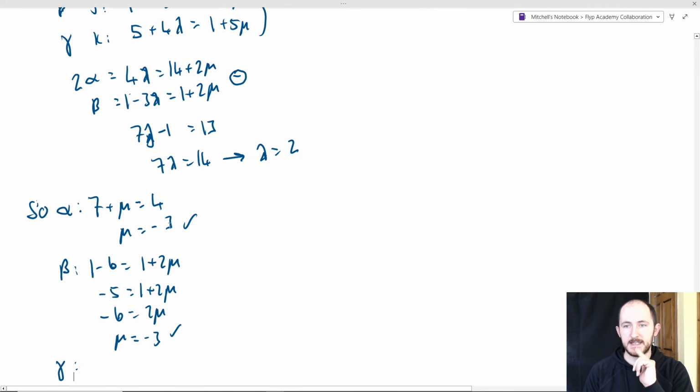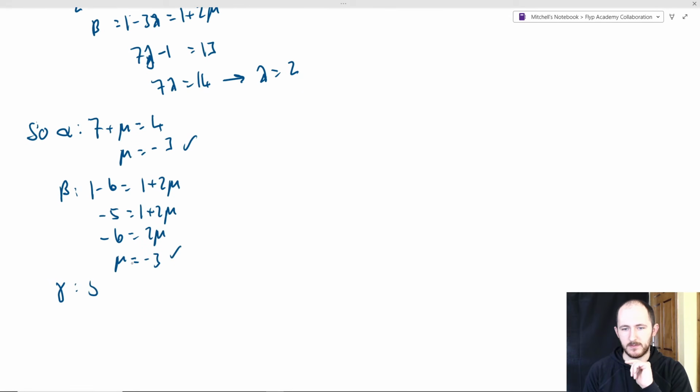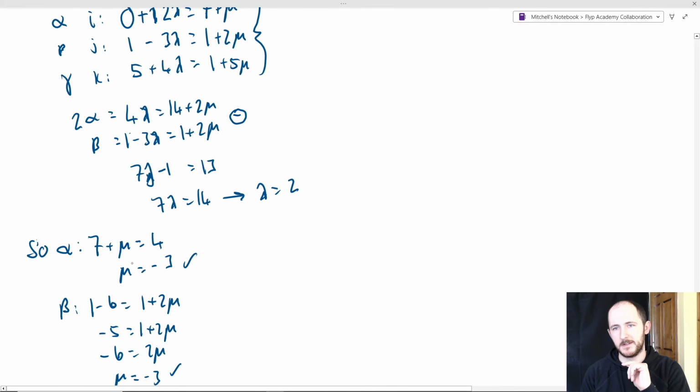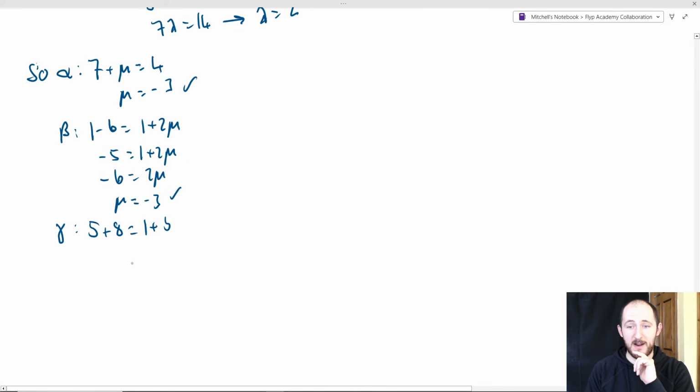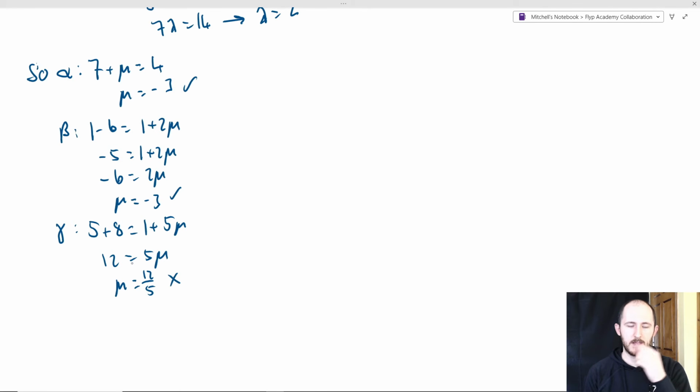5 plus 8 equals 1 plus 5 mu. I'm so paranoid about getting things wrong. Okay, 1 plus 8 would be 13. And then minus 1, so it would be 12 equals 5 mu. So mu is equal to 12 over 5, which is not correct. So, in short, there is no solution as equations are inconsistent.